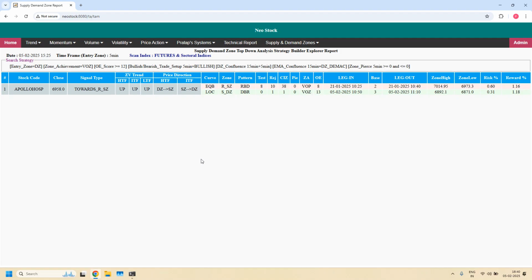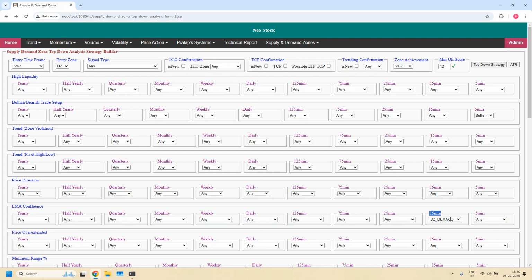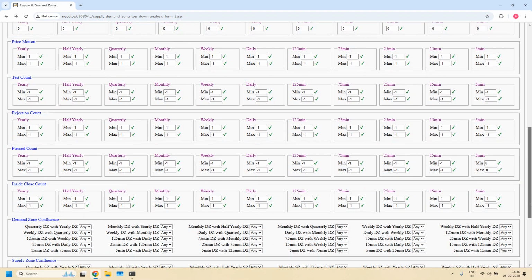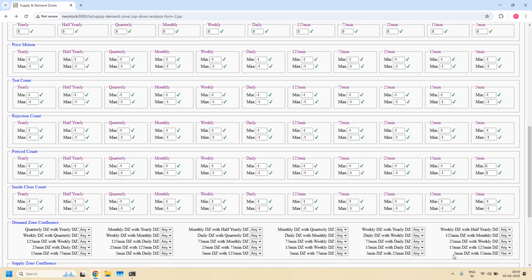Okay, this is LTF and ITF specific. Next, let us look for LTF, ITF and HTF specific supported stocks. I am removing the EMA filter. Now let's verify LTF, ITF, HTF specific in the demand zone Confluence. We should set 3 filters. The first filter is already enabled. Second filter, 5 minute demand zone with 75 minute demand zone Confluence. Third filter, 15 minute demand zone with 75 minute demand zone Confluence.